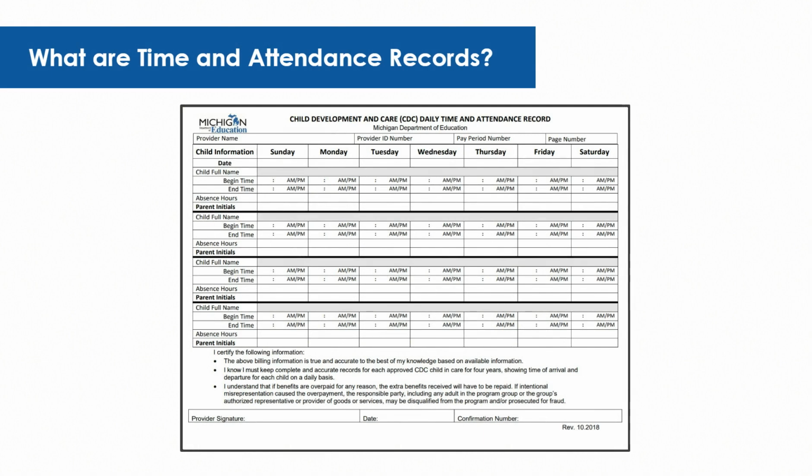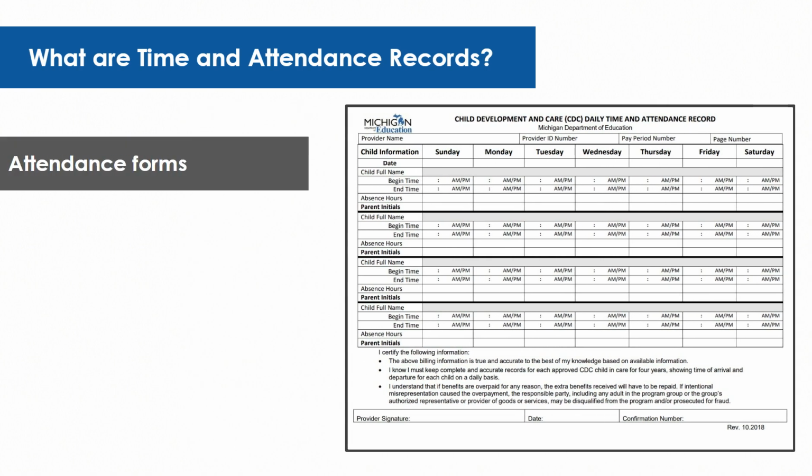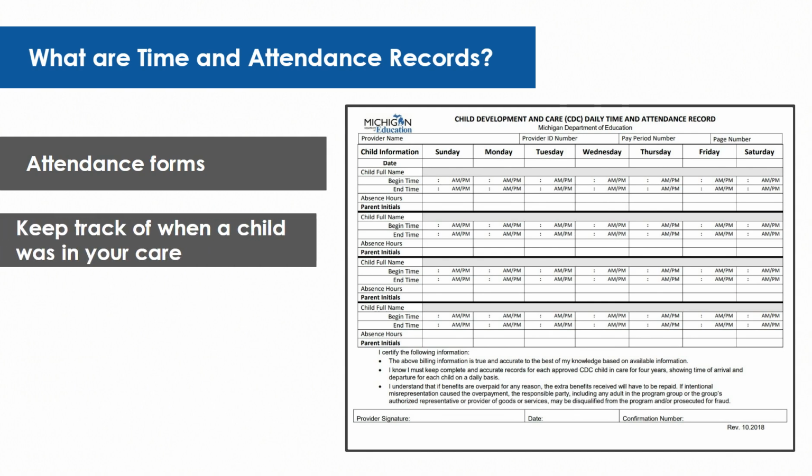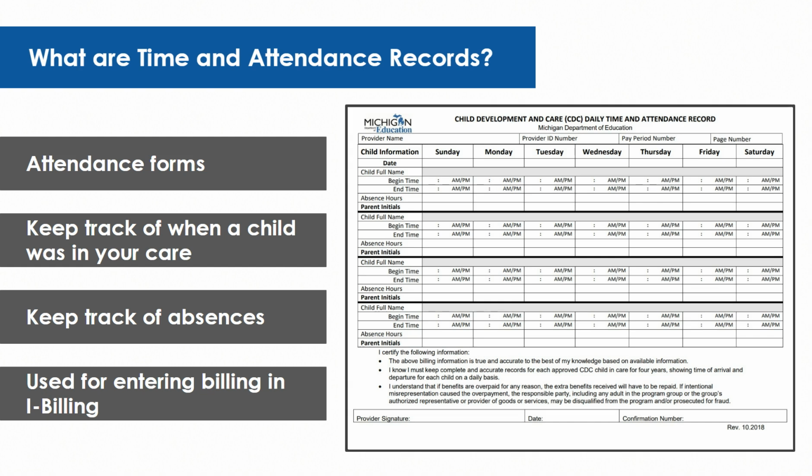First, let's begin by covering what time and attendance records are. Time and attendance records are the attendance forms you keep as a child care provider. This is how you keep track of when a child was in your care and to keep track of absences for a child. You will use your time and attendance records to enter your billing information in iBilling.